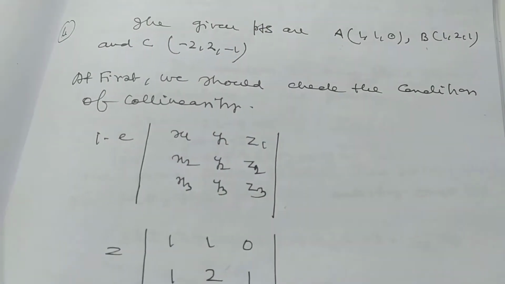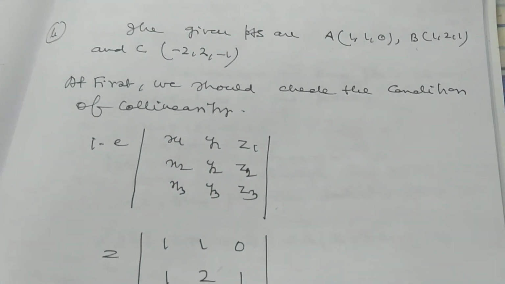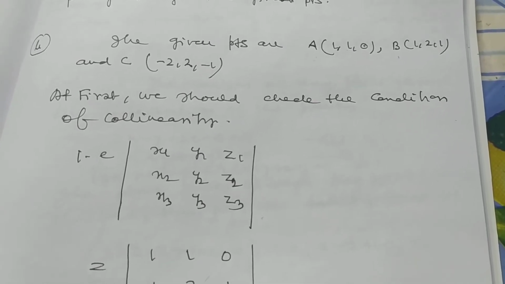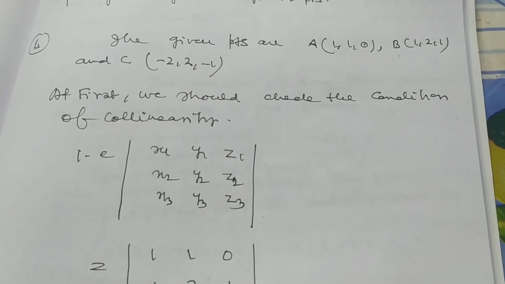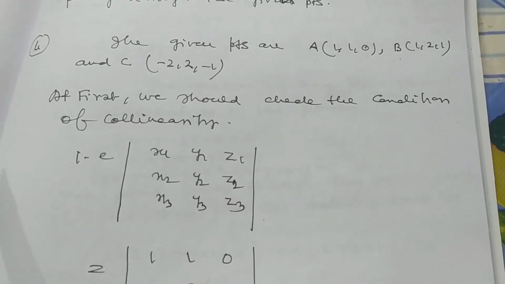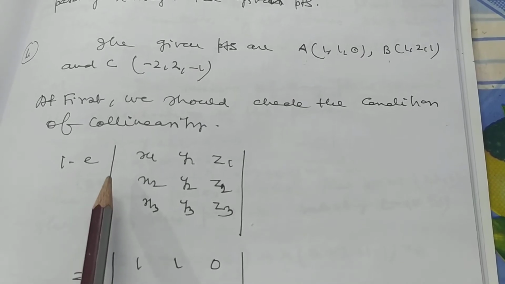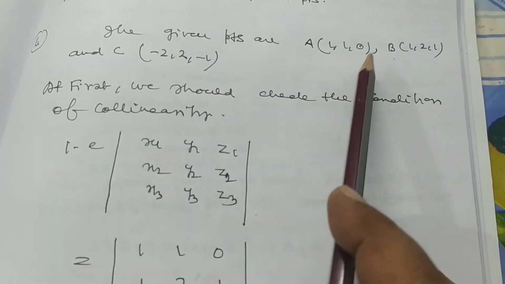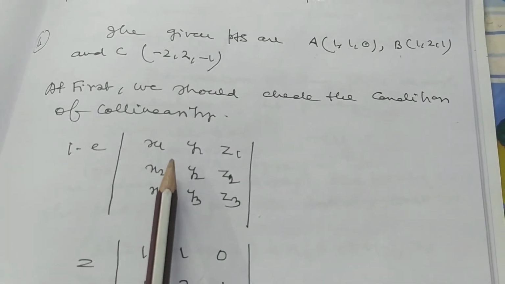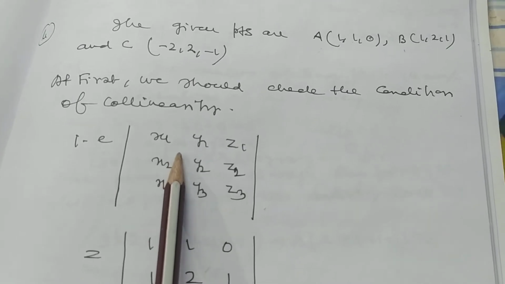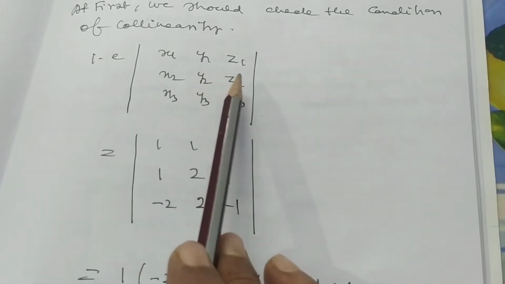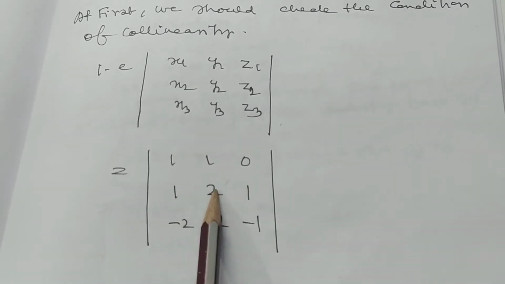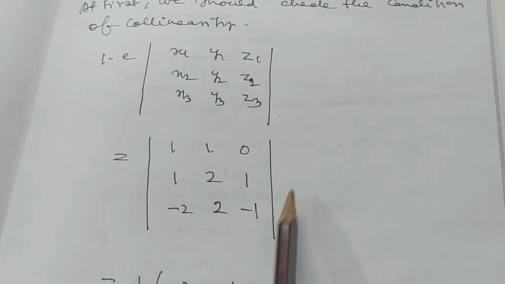We should not directly form the equation of the plane. Before determining the equation of the plane, you must check the collinearity of these points. Are these 3 points collinear or not? We have already discussed it earlier: x1, y1, z1; x2, y2, z2; x3, y3, z3, that is 1, 1, 0; 1, 2, 1; minus 2, 2, minus 1.